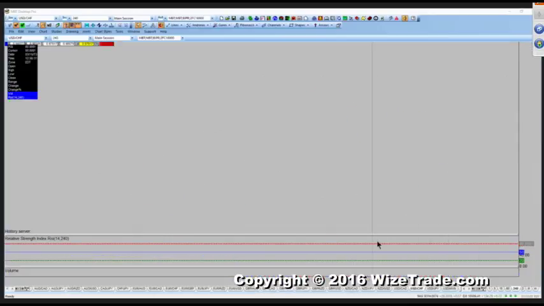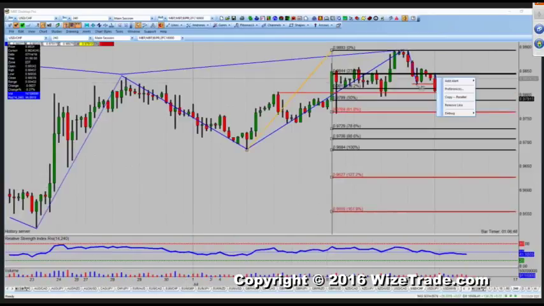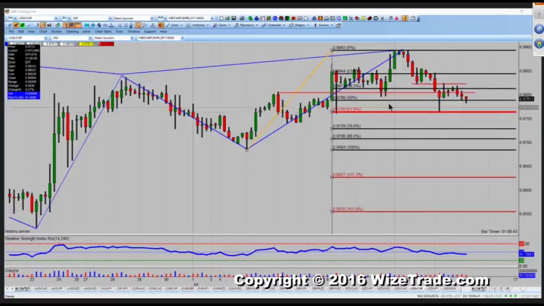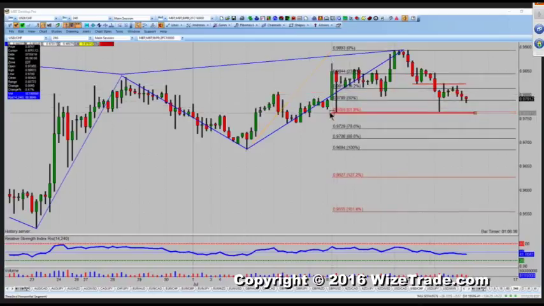Anyway, let's get rid of this. This is giving me a headache here. Okay. We have a 618 retracement right here, and that is key support. So for bulls, 97.60 needs to hold.